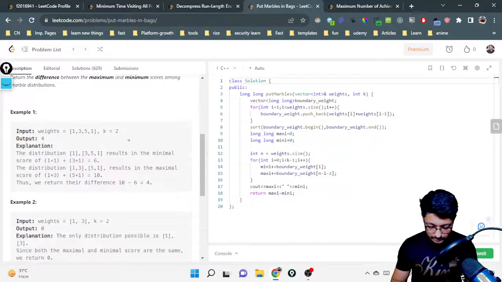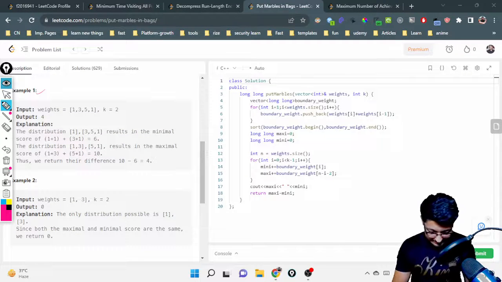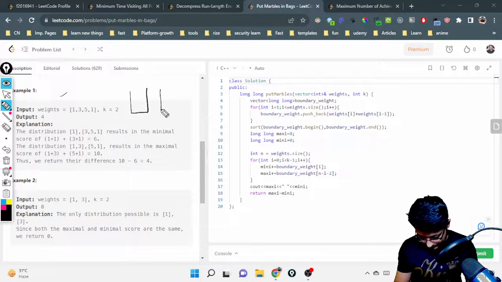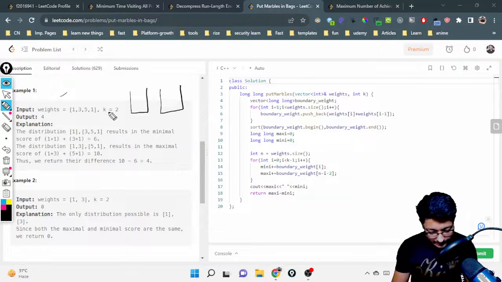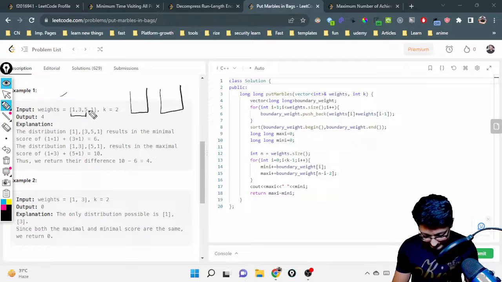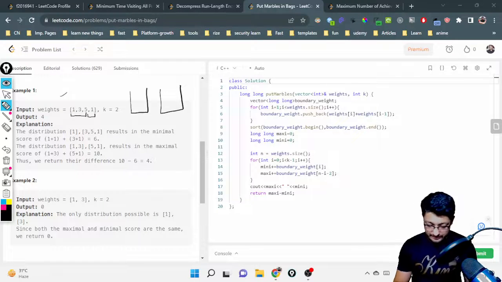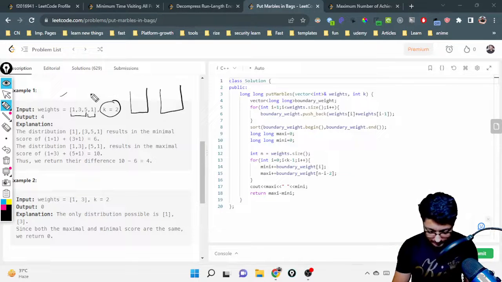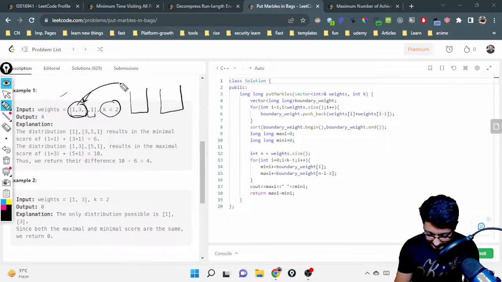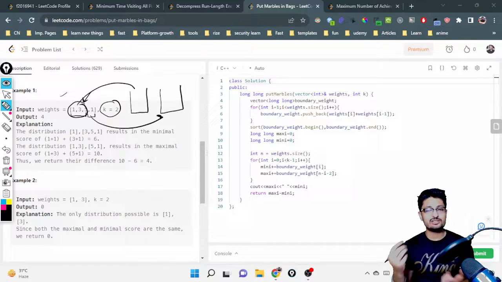Let's take some example to understand it more clearly. So what you can see here is that we have this as the weights of the marbles, and you have two bags. Now you have to find small subarrays. Let's say I'll make two subarrays. Whatever K is equal to, I have to take out that many subarrays from this particular weights array, and you will take all these marbles and insert them inside one bag, and the other in another bag. So this is one of the possible distributions.